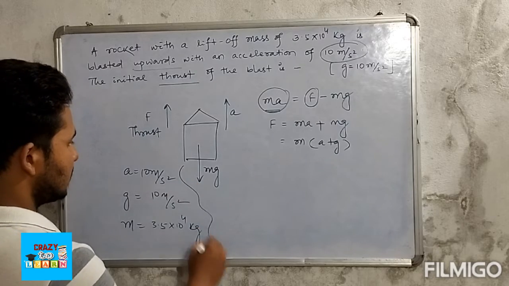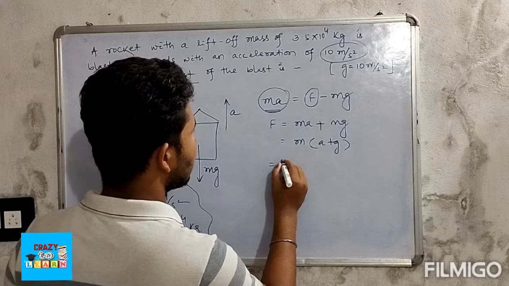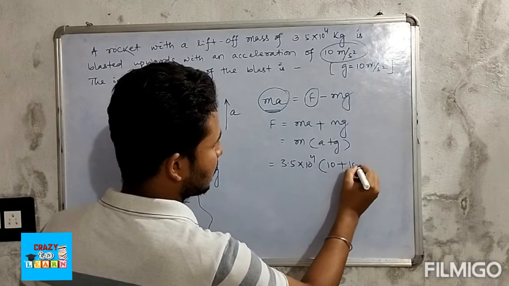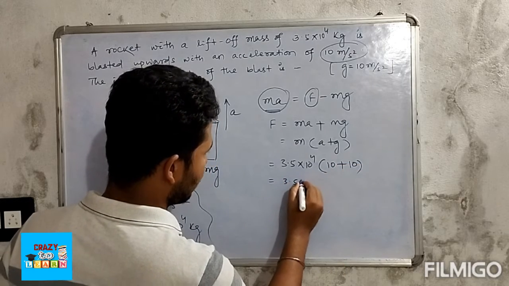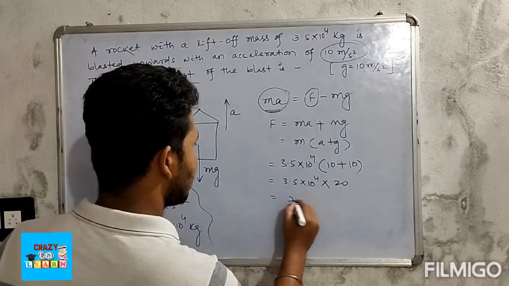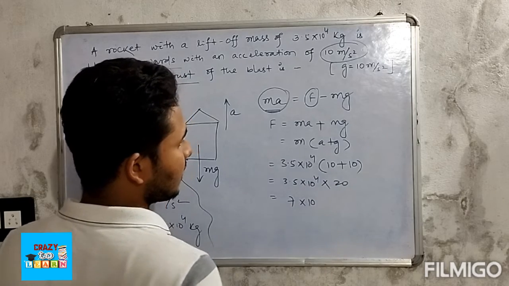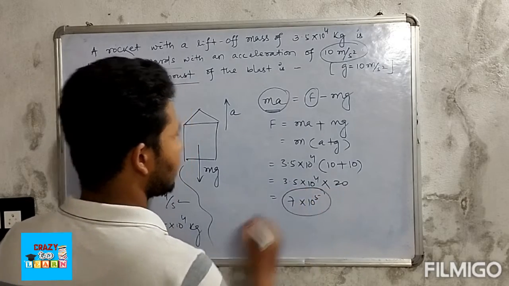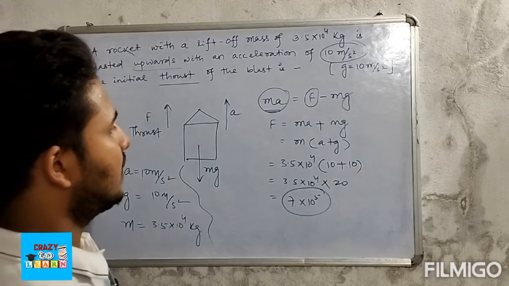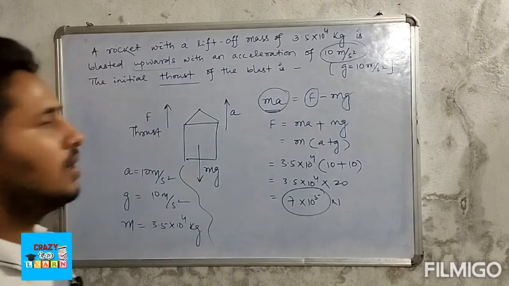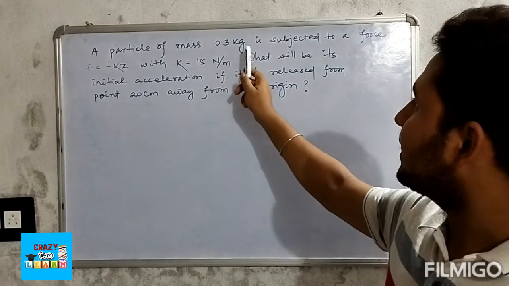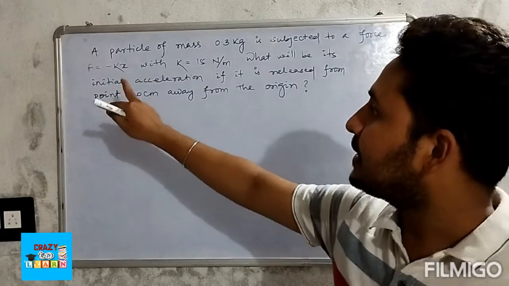Put these three values in the above equation. We get 3.5 into 10 to the power 4 into (a is 10 plus g is 10), so 3.5 into 10 to the power 4 into 20. 2 into 3.5 is 7, into 10 to the power 4 and 10 to the power 1, so it is 10 to the power 5. So the initial thrust of the blast is 7 into 10 to the power 5 Newton. Clear?